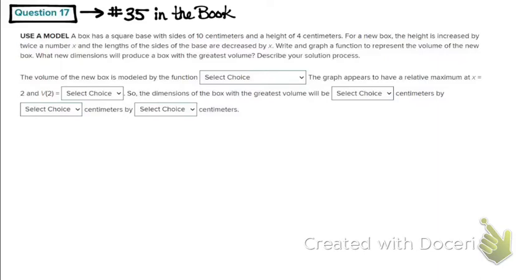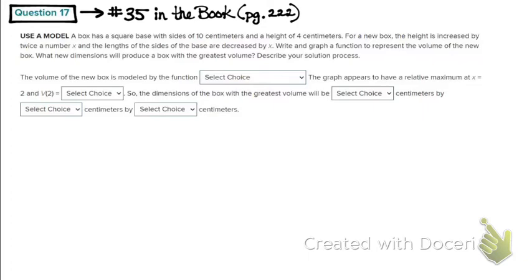Nope, number 35, page 221 or 222. I think it's 222. Is it 222? Okay, that's what I thought. Page 222, number 35. This is question 17 on McGraw-Hill.